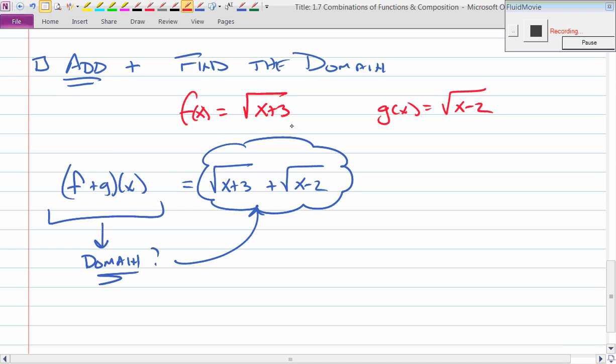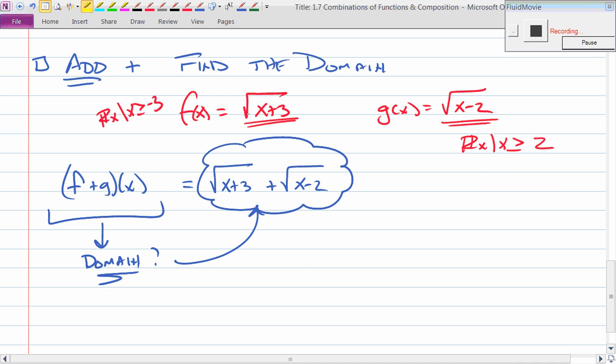Okay, so first let's investigate this one. We know the domain for f of x is all real x such that x is greater than or equal to -3. Is everybody okay with that part so far? Okay, good. What's the domain for g of x then, for this one over here? All real x such that x is greater than or equal to what? To 2. Okay, because I have to go to the right of 2.